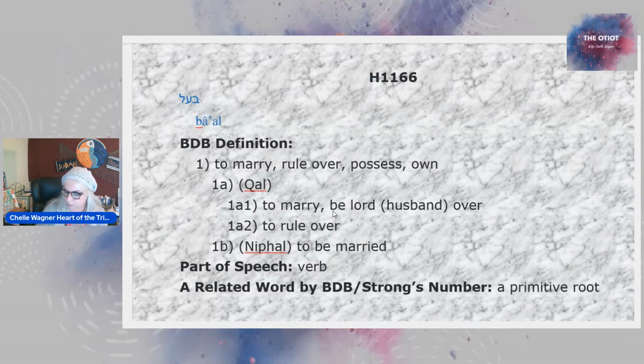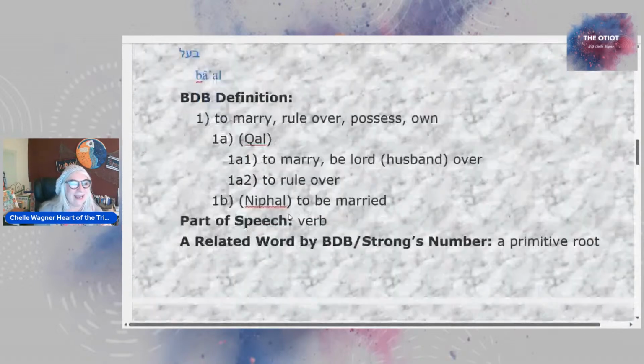This is how Hebrew works. Okay. So here I'm starting to get the function. What does this want to do? They want to marry. They want to rule over. They want to possess, to own, to be lord over, to rule over, to be married to whom they seek out. Right?